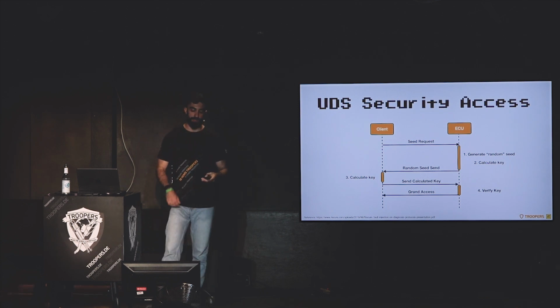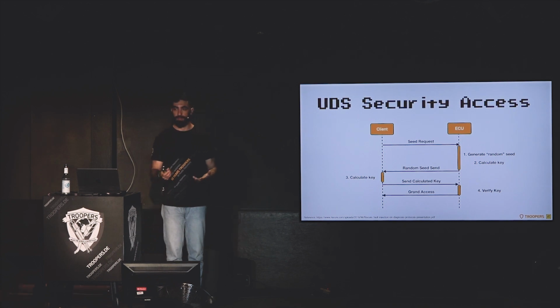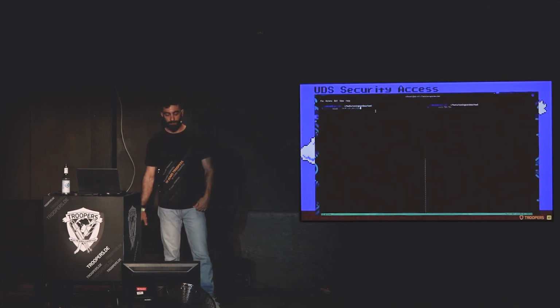After the seed request, the ECU generates a random seed and calculates the key out of it with the predefined algorithm from the manufacturer. The random seed is sent to the client, and the client has to also calculate the key and send the calculated key to the ECU. So you can understand that the client has to know this algorithm in order to make this pairing between the two, and eventually the ECU verifies the key and grants access to the client.